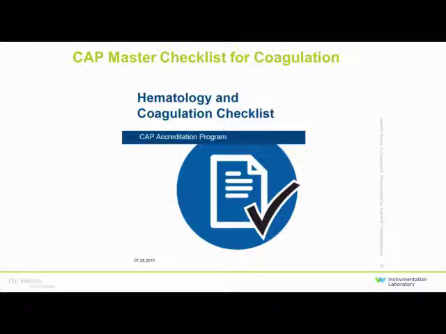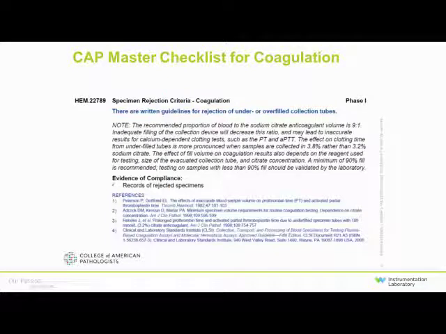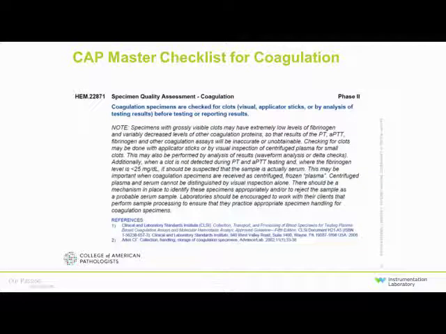For those of you that are CAP accredited, there are additional recommendations in the CAP checklist, which are very similar to what we see with the CLSI document. So the lab should have a written guideline for rejection of under or overfilled collection tubes. It meets the same criteria that we've already discussed, with the correct volume being 90% of the fill volume. There's also a checklist item that coagulation specimens are checked for clots before testing and reporting of results, so that is a checklist item.